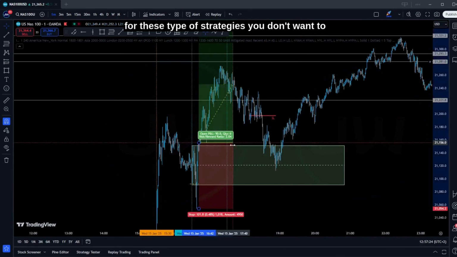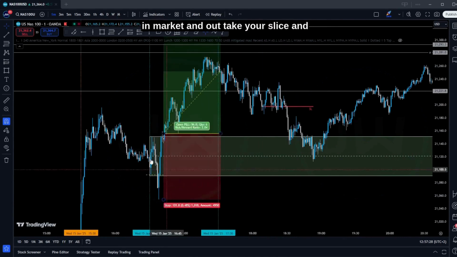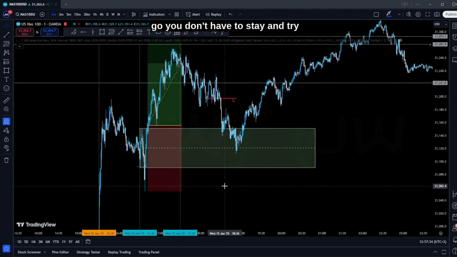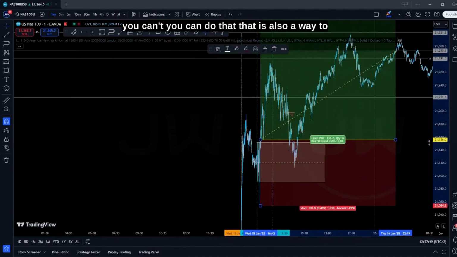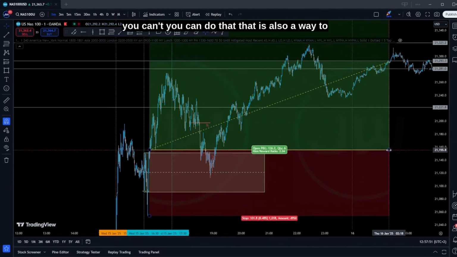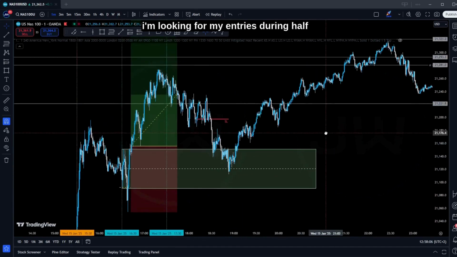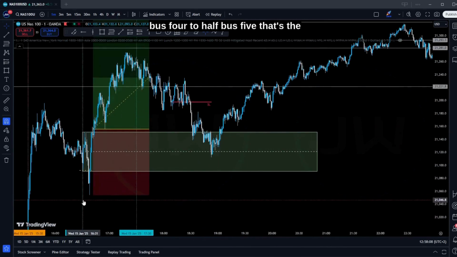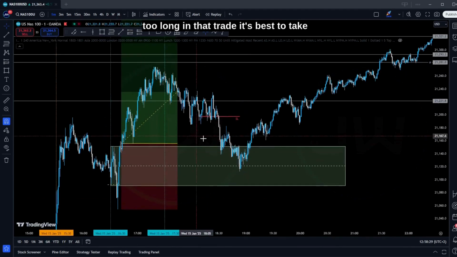For these type of strategies, you don't want to stay long in the market. You want to get in the market and out. Take your slice and go. You don't have to stay and try to catch the whole cake. Not that you can't, you can do that. That is also a way to trade. But for me personally, my strategy, I'm looking for my entries during 4:30 to 5:30. That's where the ideal entries are set up. And then I don't want to spend too long in that trade.